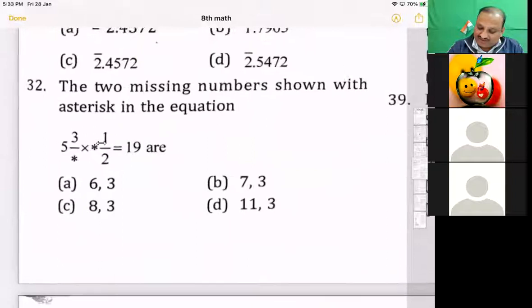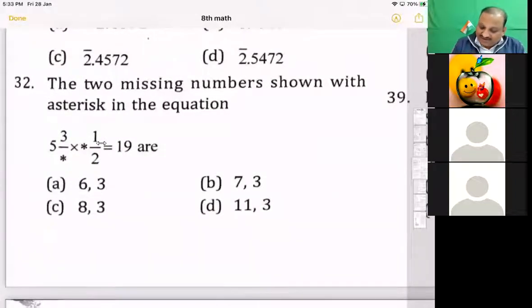And here is a very interesting question. Instead of this asterisk, you will find the digits so that this relation will be satisfied.